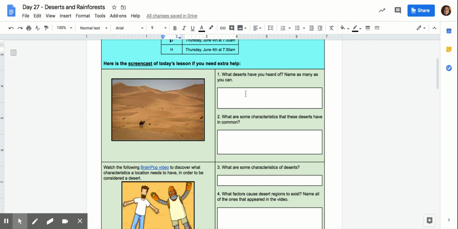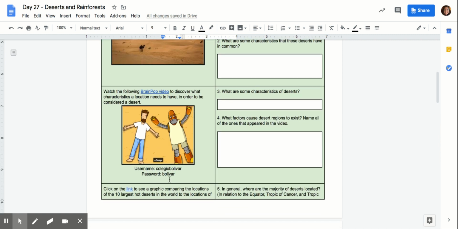What are some deserts that you've heard of? Hopefully you can think of at least one or two. I know of a very big one in Africa that you might have heard of. There's also two pretty famous ones in Colombia. So list out some deserts that you've heard of, and then what do they have in common?